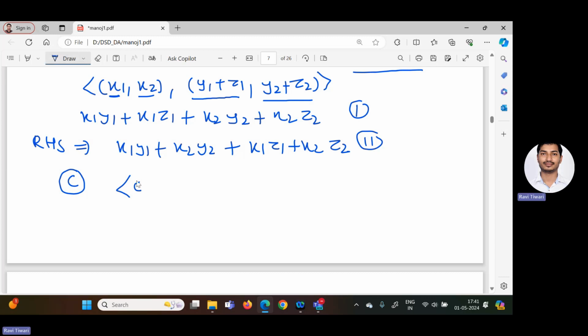So the inner product of cx and y must be equal to c times the inner product of x and y. Again, we can calculate the left-hand side and right-hand side. The inner product of cx and y will be what? We multiply by c, because x we have taken as x1, x2. So we get cx1, cx2.